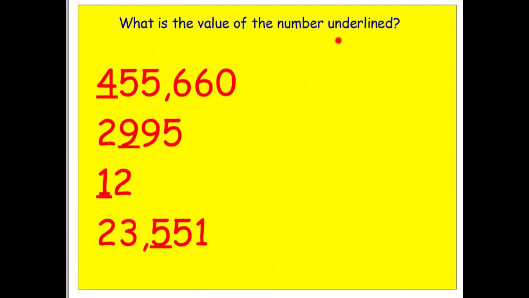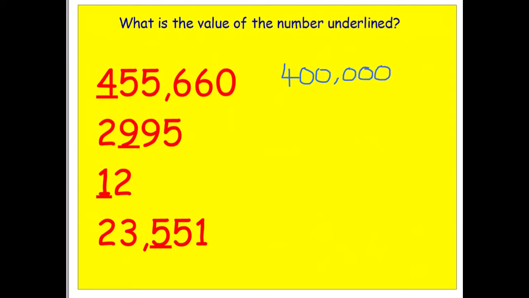What is the value of the number underlined? I would like you to work out the value of each of the 4 numbers that are underlined. So you can pause your video and then come back to check your answers. Okay, the first number then, 455,660. My 4 is in my hundreds of thousands, so it's 400,000.